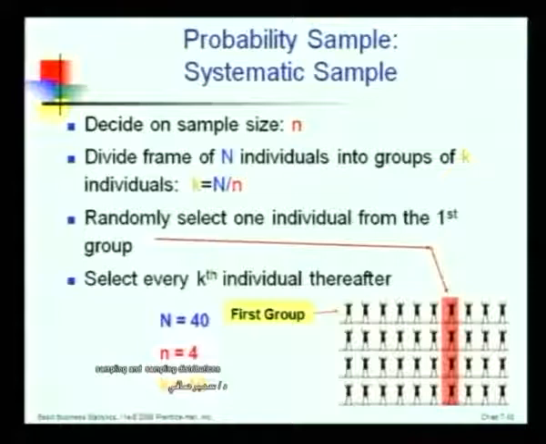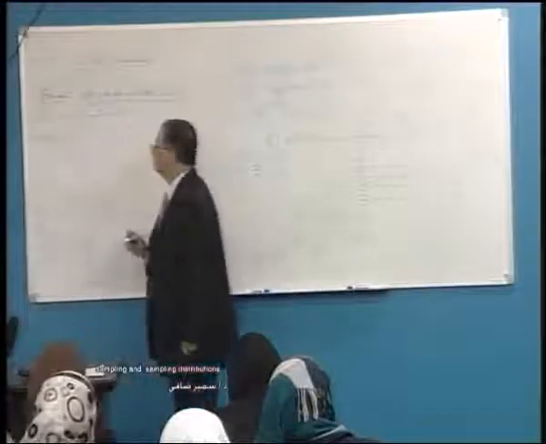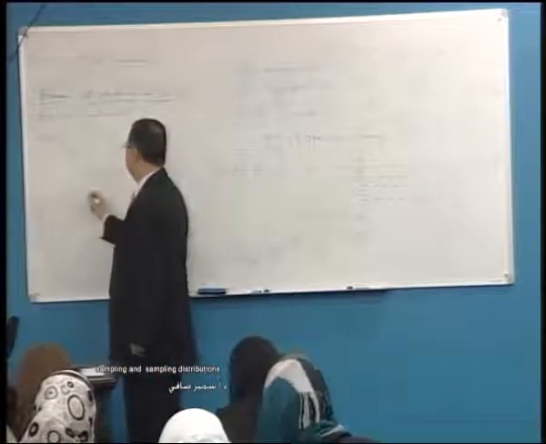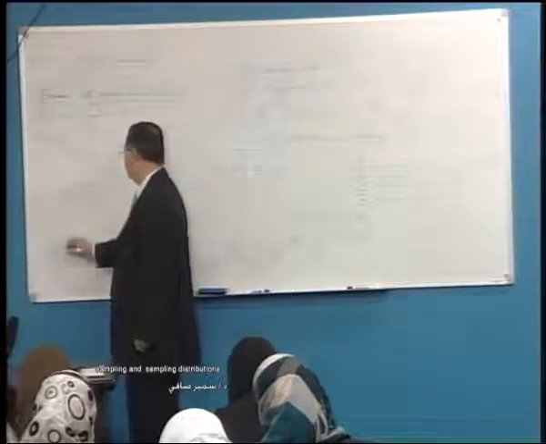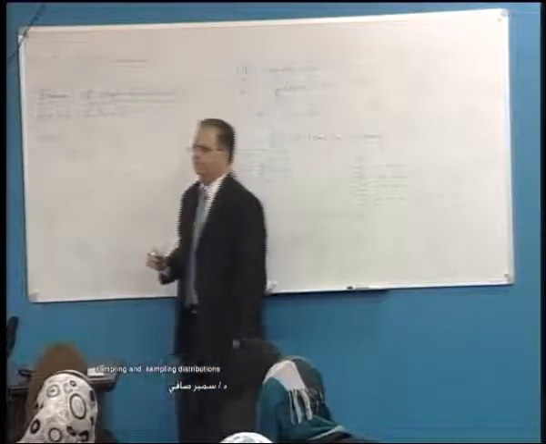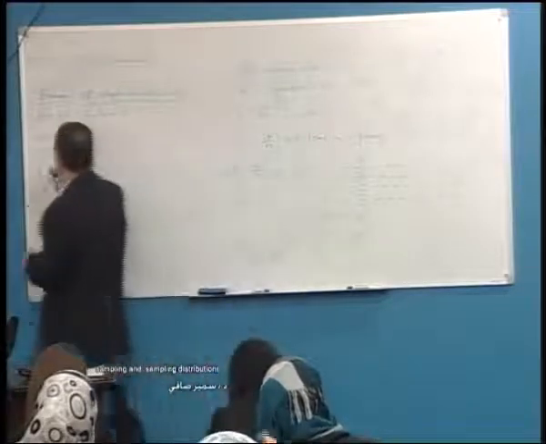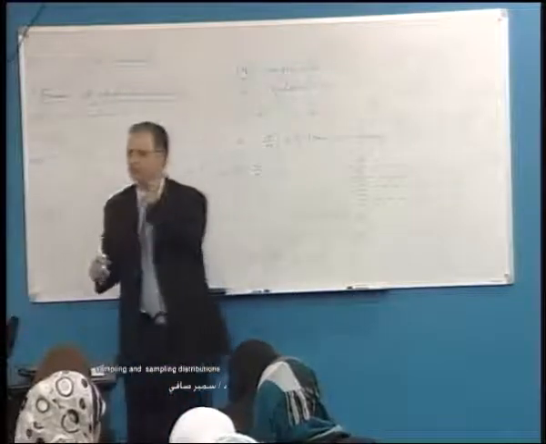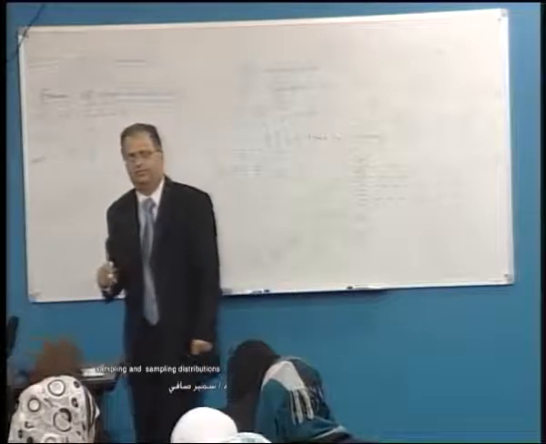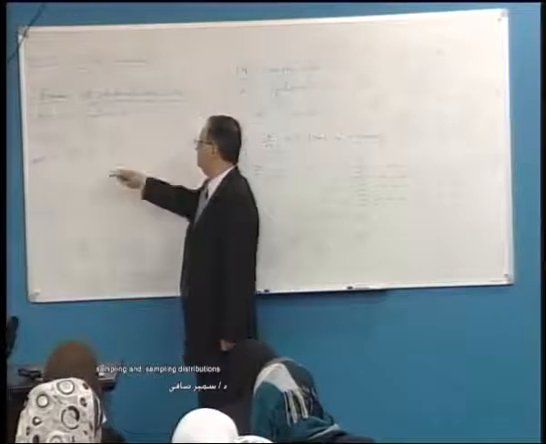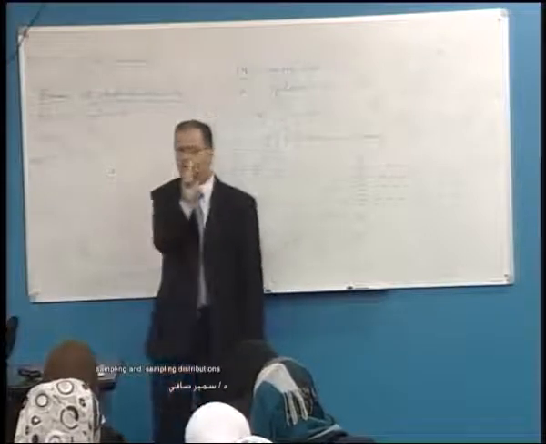So we have 5 in the first group, then 5 in the next one, and so on. How many groups do we have? 10 groups. So the first step is to find the step, which means the number of students in a group. Next step, select a student at random from the first group.